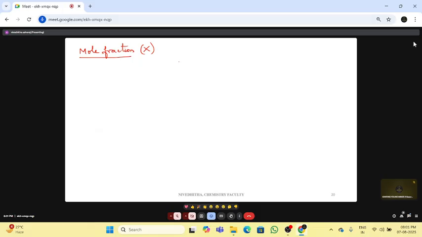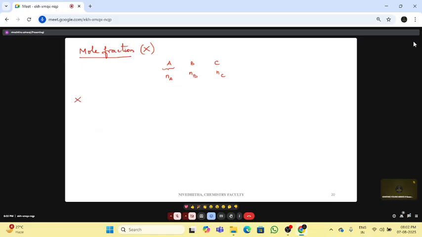See, for example, in a solution, I have three components A, B, C. The number of moles of A is Na, the number of moles of B is Nb, and the number of moles of C is Nc. All these three components form a homogeneous mixture, which is a solution. As far as mole fraction is concerned, we can write the mole fraction of all the components inside the solution. So here in this case I have three components A, B, C. For all the three components I can write the mole fraction.